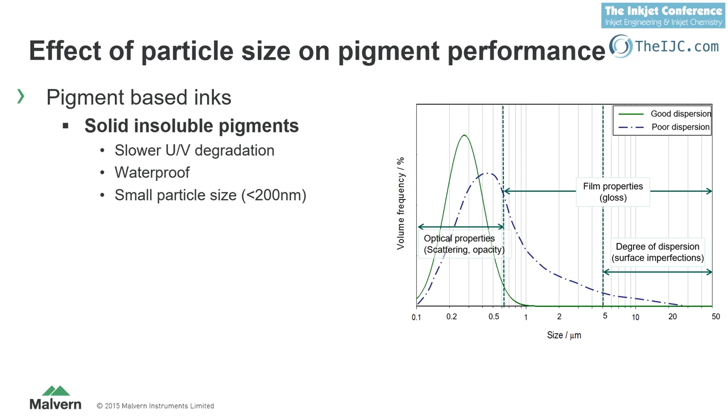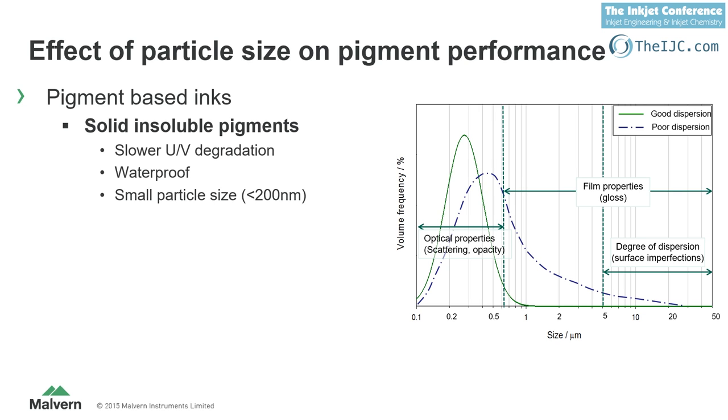We also want to control the particle size in order to control how good the pigment looks, so to control the optical properties of the pigment and the aesthetics of the coating that it produces. So we're talking about inks that have pigments in them, so insoluble solid pigment particles suspended in the ink to give us the slower UV degradation. They're going to be waterproof. And generally, we're looking for quite a small particle size. So it's usually around 200 to 300 nanometers.